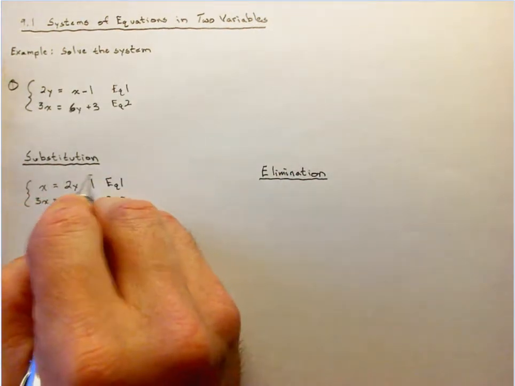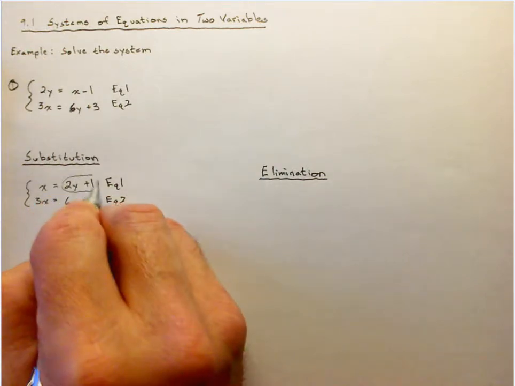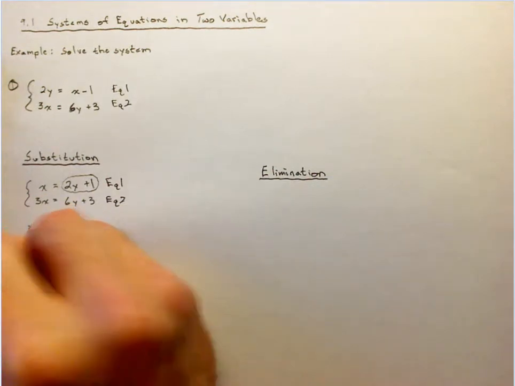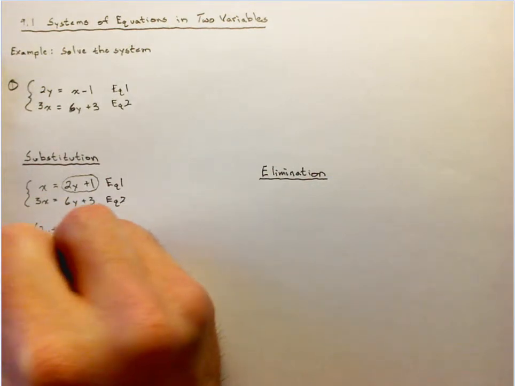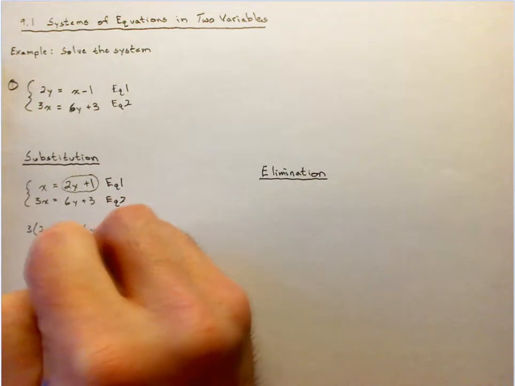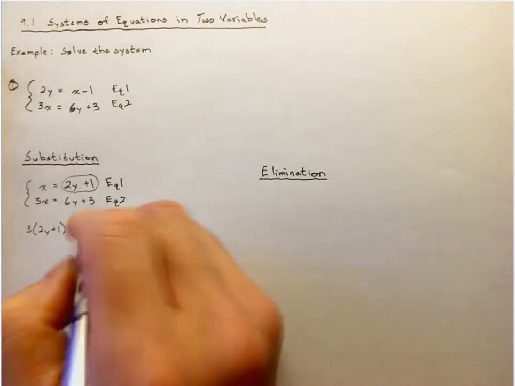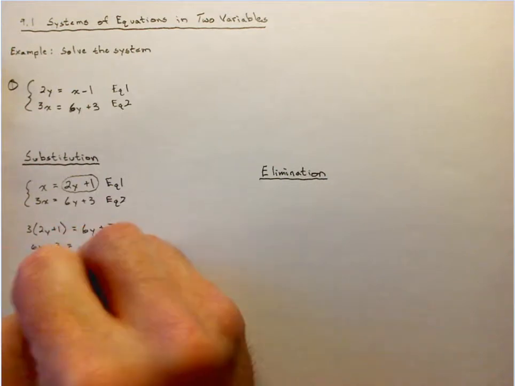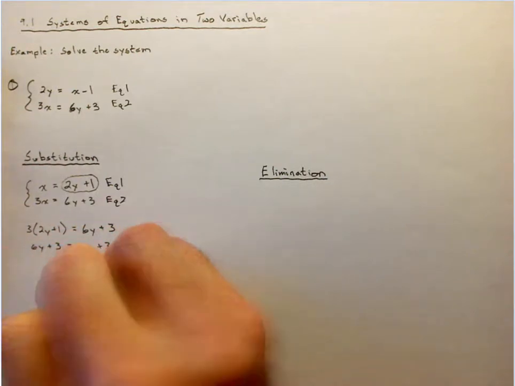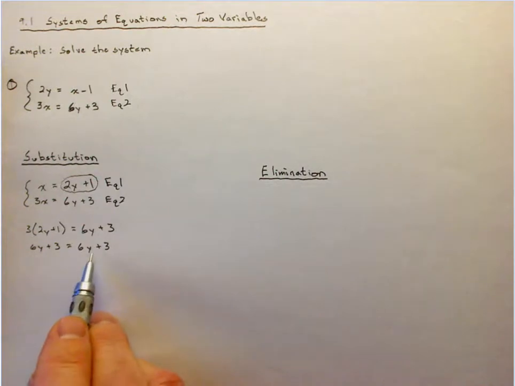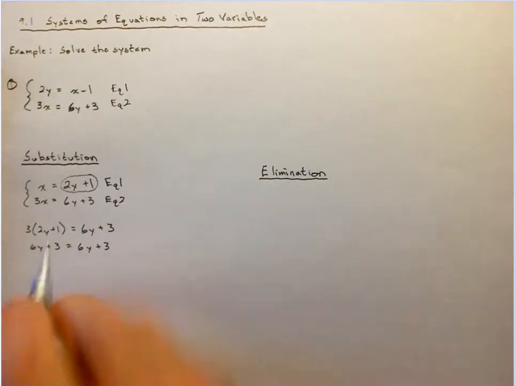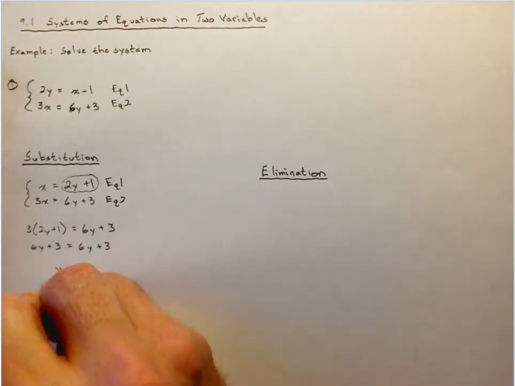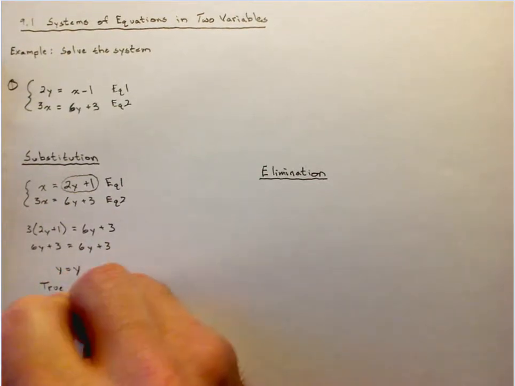So I know the value of x is this, so I'm going to take this value and plug it into equation 2. So I have 3 times 2y plus 1 equals 6y plus 3. And now I need to solve. 6y plus 3 equals 6y plus 3. Alright, that should automatically draw your attention. Once I eliminate everything, what I'm left with is simply y equals y. This is a true statement.